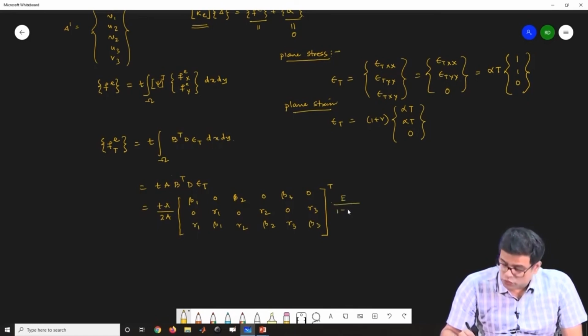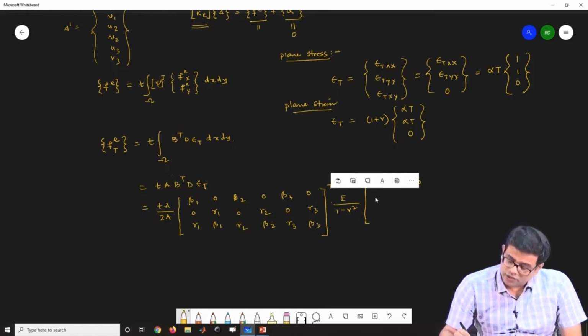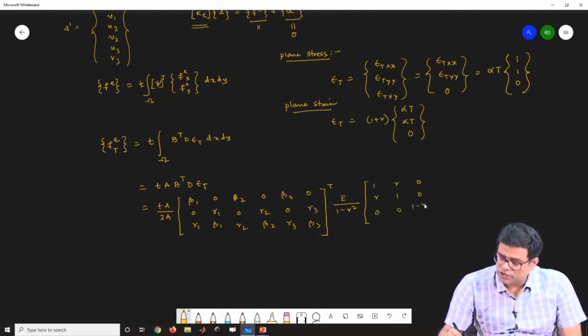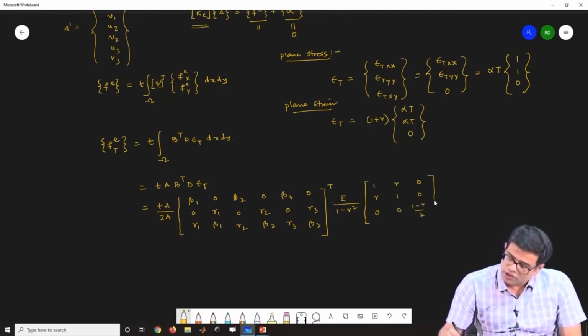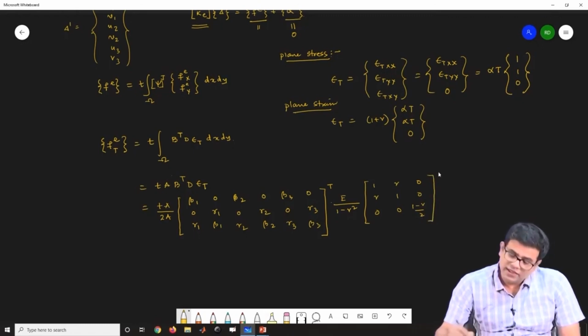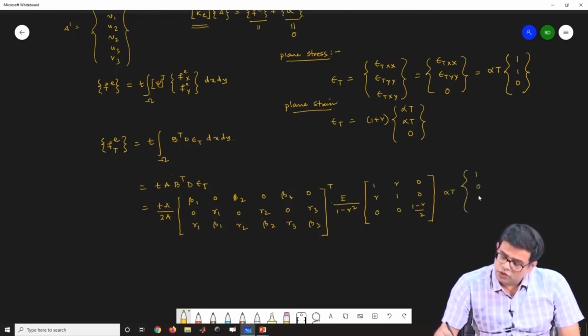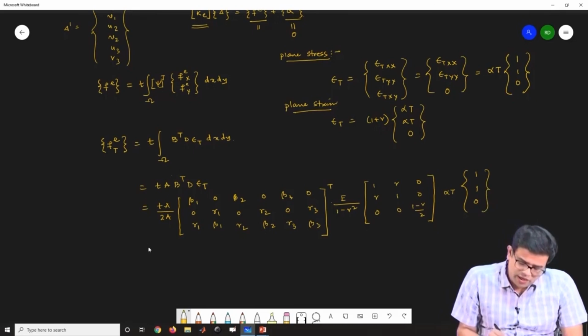Now D will be, if I assume the plane stress constitutive relation, E by 1 minus nu square, then this will be 1 nu 0, nu 1 0, 0 0 (1 minus nu) by 2. So this is my D matrix, and then comes the thermal strain, that is alpha T, then it will be 1 1 0. So this will be my plane stress case.